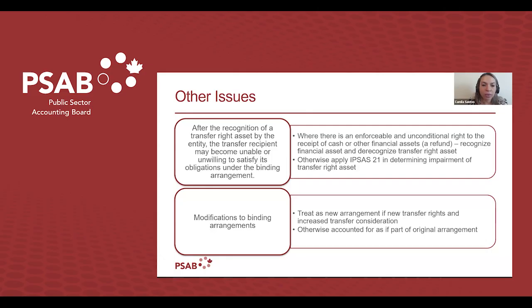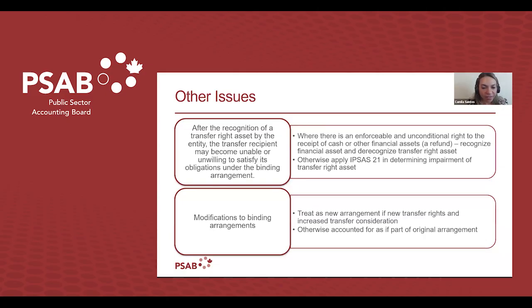A modification to a binding arrangement is a change in the rights and obligations of a binding arrangement that is approved by the parties to the binding arrangement. A modification to a binding arrangement exists when the parties to a binding arrangement approve a modification that either creates new enforceable rights and obligations or changes the existing enforceable rights and obligations of the parties to the binding arrangement.